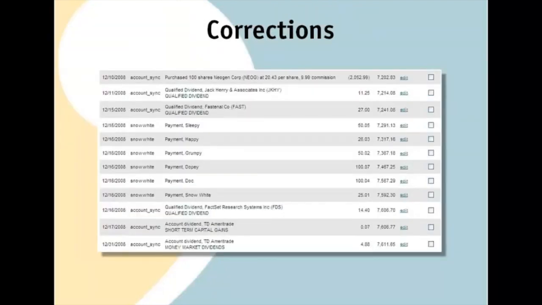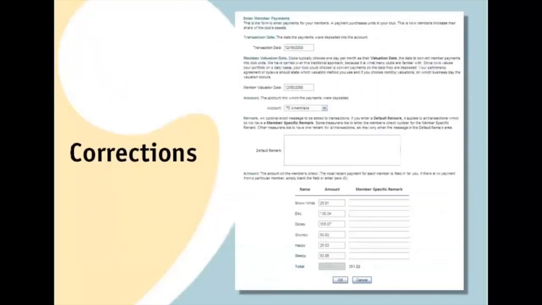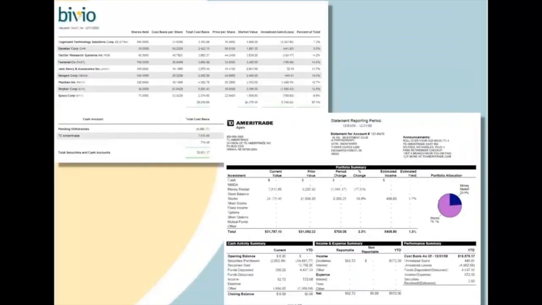To correct this, click on the edit link that you'll find on the incorrect transaction. This was an incorrect member payment, so the payment entry form opens up. Find the incorrect entry, correct the payment amount, and select OK to update the transaction. After the corrections, you can recheck and you'll see that the cash balance in bivio now agrees with the brokerage balance.